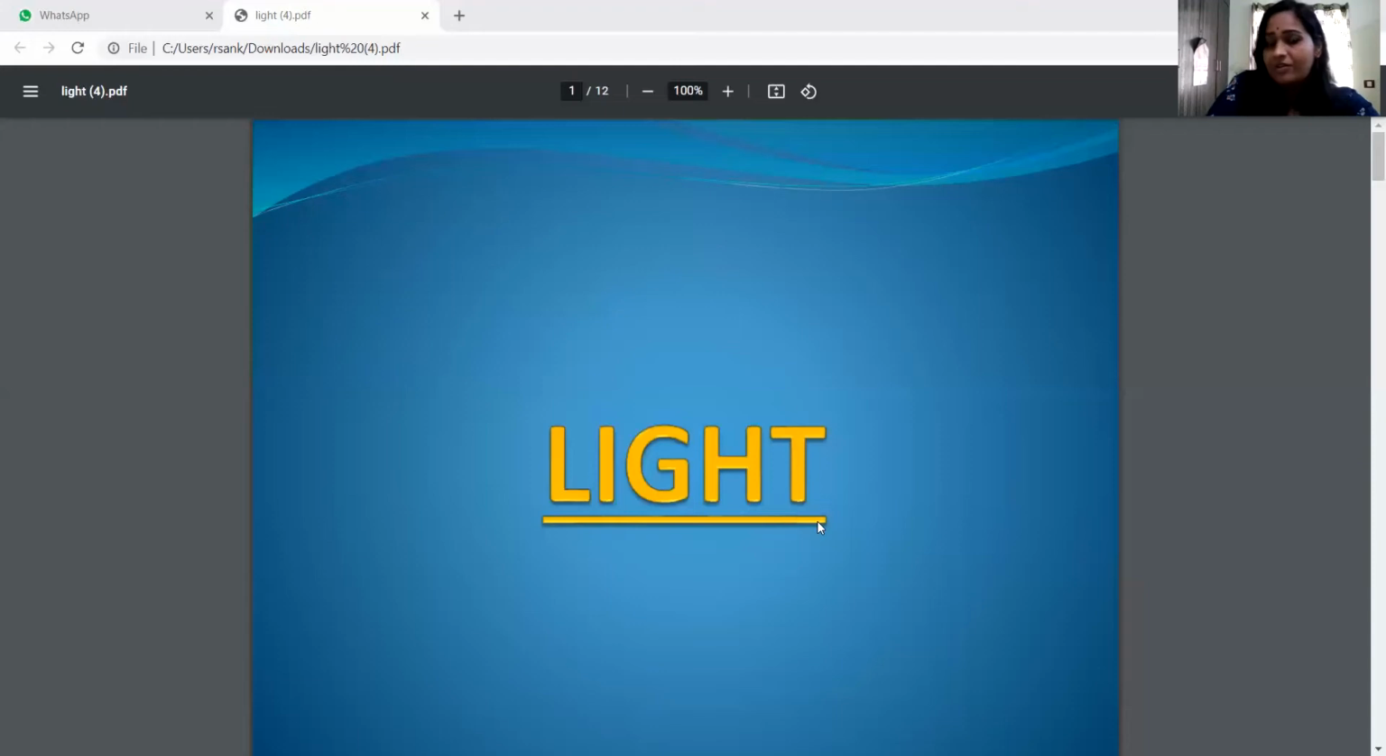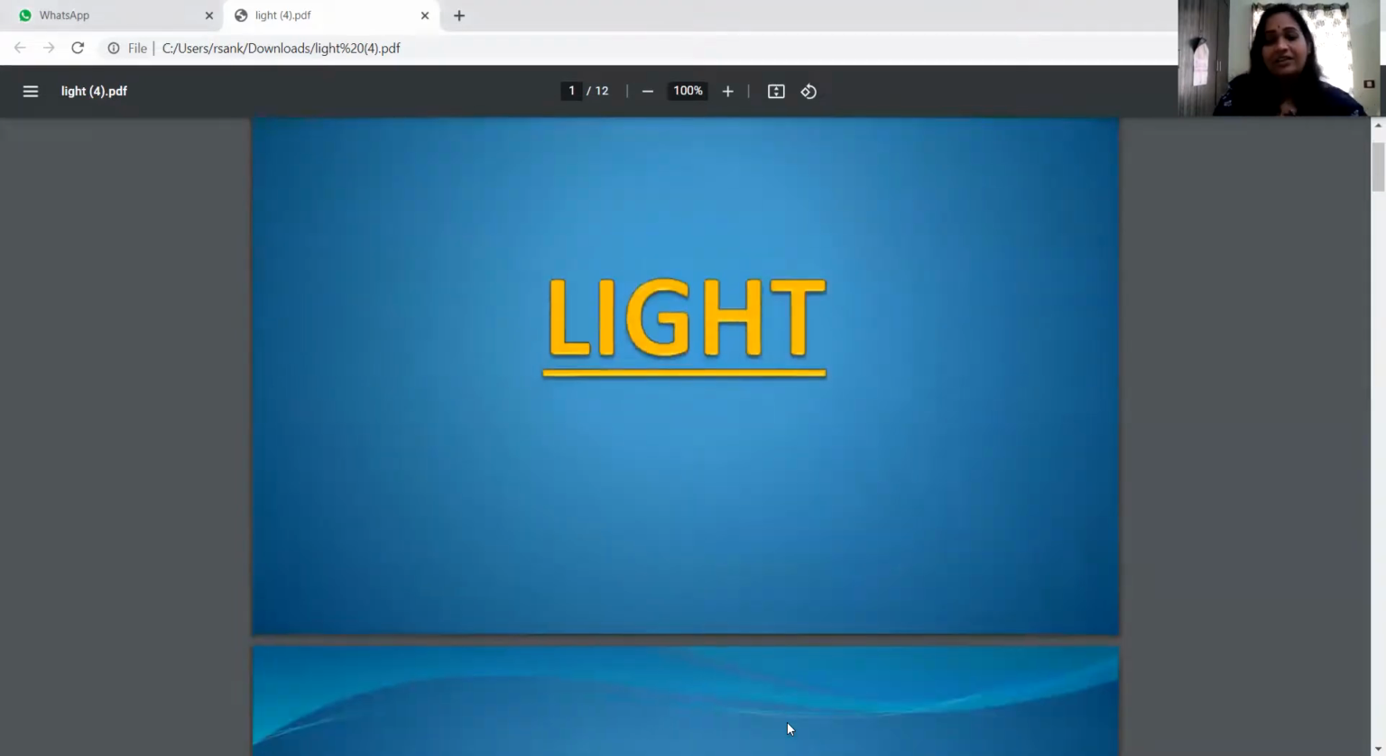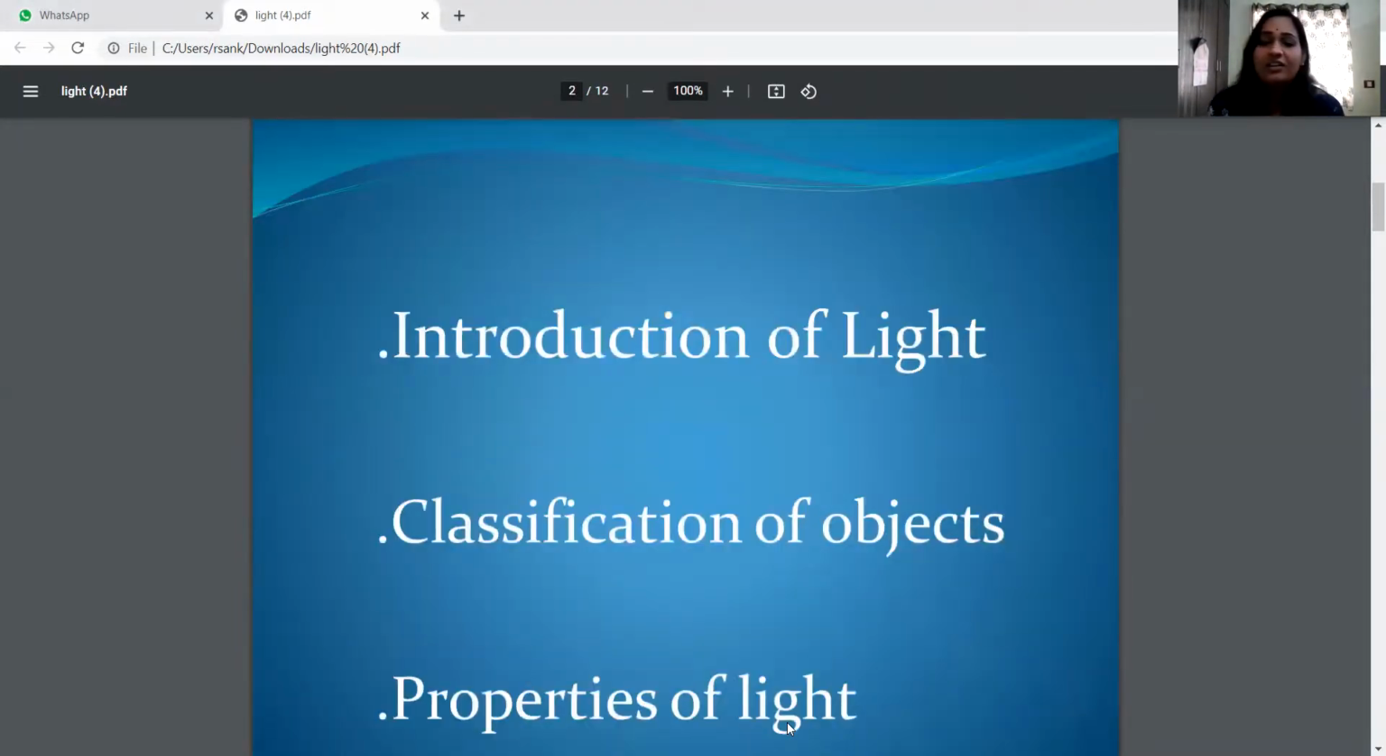Today's topic which we are going to discuss is light. Yes, it is very important as it is correlated in both 10th class and 12th. In this topic, we will see three subtopics today: introduction of light, classification of objects, and properties of light, right?